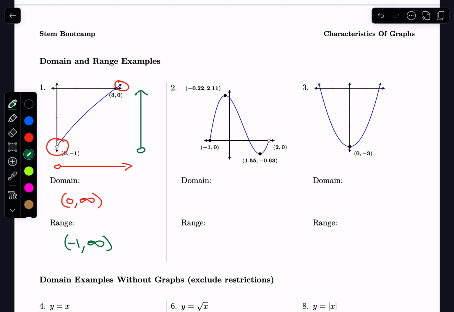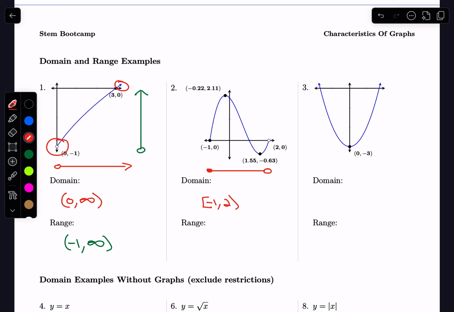So for the domain, it's not too bad. We start at -1 on the left with a closed dot, and we go all the way to 2 on the right with an open dot. So our domain is just a bracket on -1 to +2 with a parenthesis, because we include the left, but we don't include the right. The range is what's a little bit trickier.